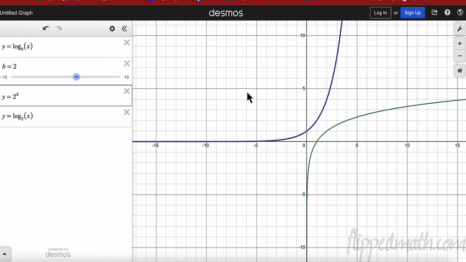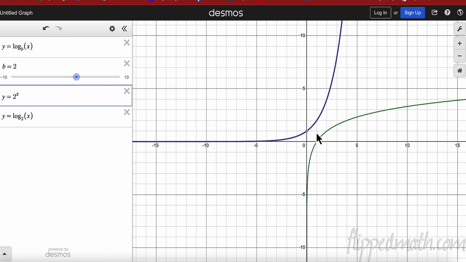So here's an exponential, y equals 2 to the x, and its inverse, log base 2 of x. Our points are the same but opposite, right? The x becomes a y. Okay, now check this out. This might be hard to understand.